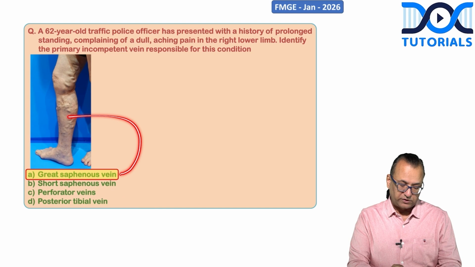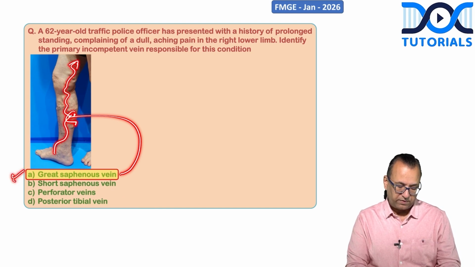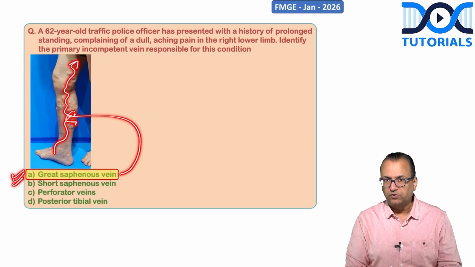So varicosities, location, appearance all go in favor of the great saphenous vein. Choice number A should be the answer.